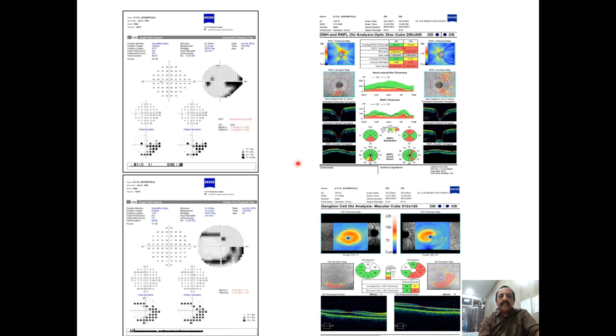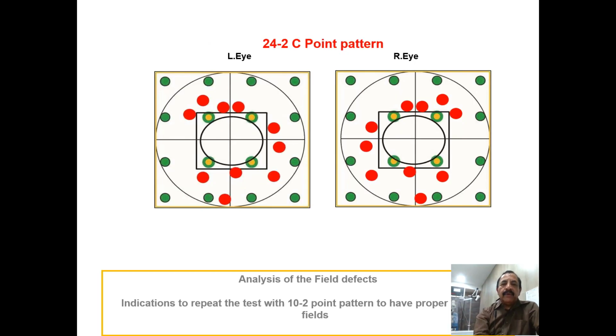Another most important thing is the role of OCT. Ganglion cell analysis plays a major role in picking up glaucoma type 2 and type 3, where the glaucomatous damage starts within 10 degrees. Even the OCT will show thinning of the macula towards the fovea. That is also an indication for 10-2. Then the 24-2C point pattern was developed, so as not to miss the indication to repeat the test with 10-2, by providing 10 more additional points between the 3-degree and 9-degree points.